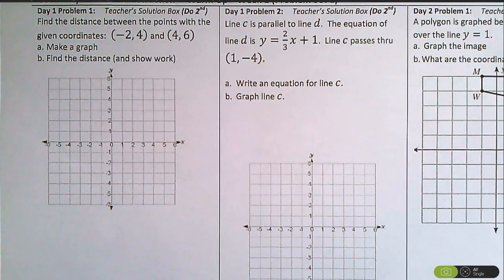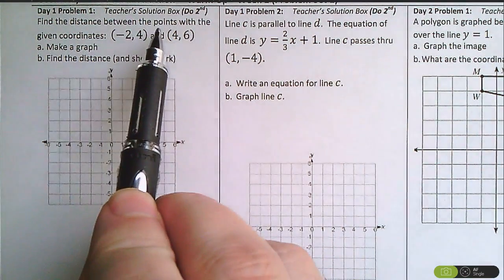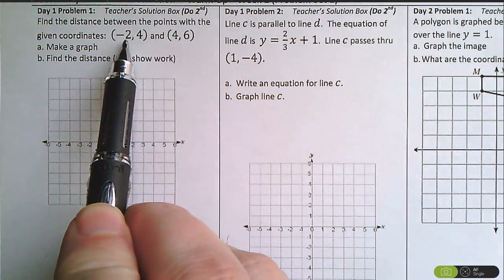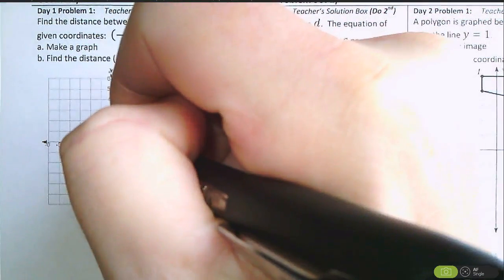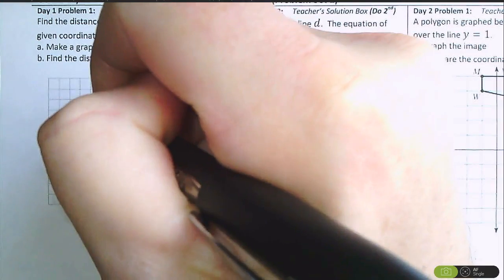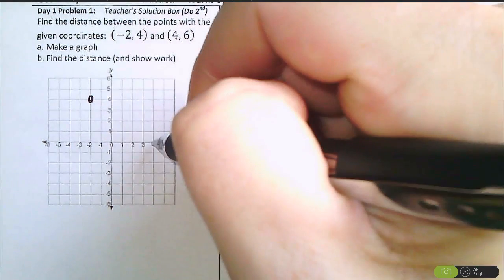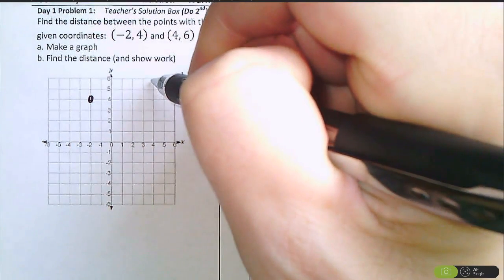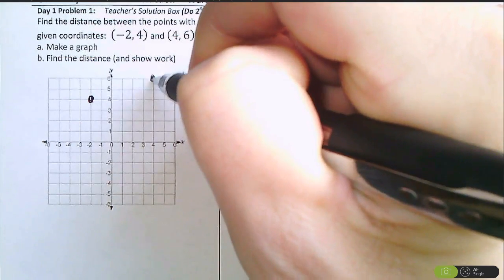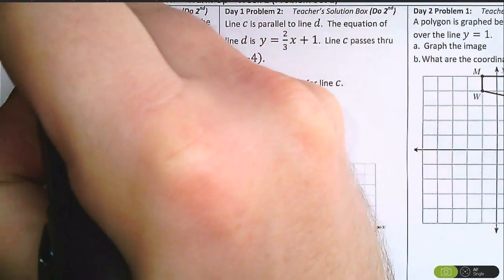Here's the solution for day 1, problem 1. Find the distance between points with these coordinates. (-2, 4). From the origin, that's left 2, and then up 4. That's located right there. (4, 6). From the origin, that's right to the 4, and then up 6, and that's located right here. So that takes care of question A.